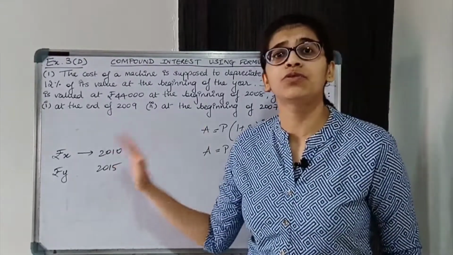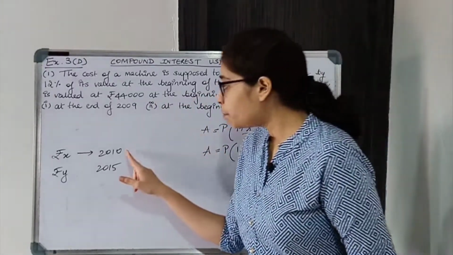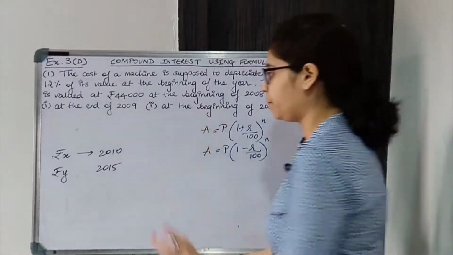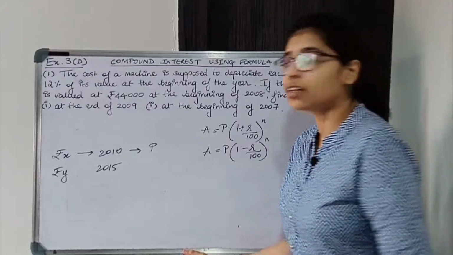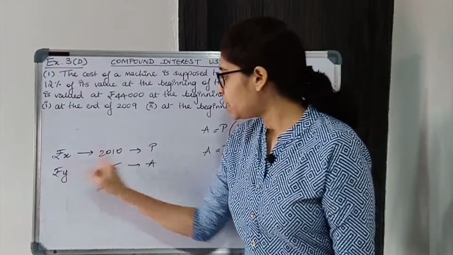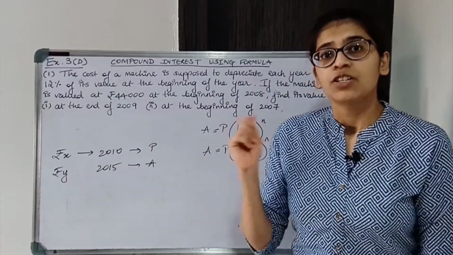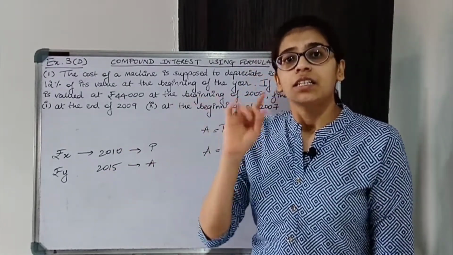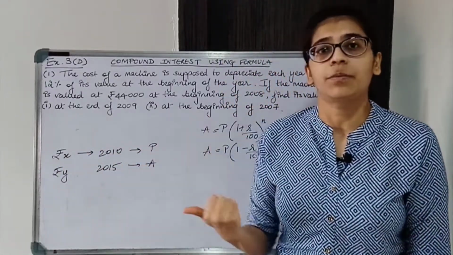Now very important part. Which one is amount, which one is principal? The costing in the year before is always the principal, and the costing in the year after is always the amount. So X rupees is the principal and Y rupees is the amount. So always keep in mind the costing in the year after is amount, and the costing in the year before is principal.